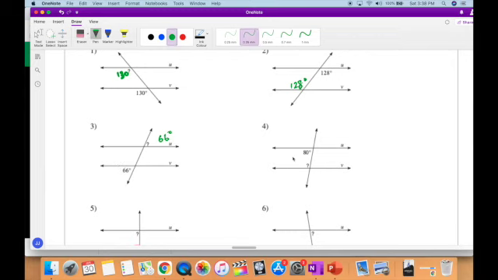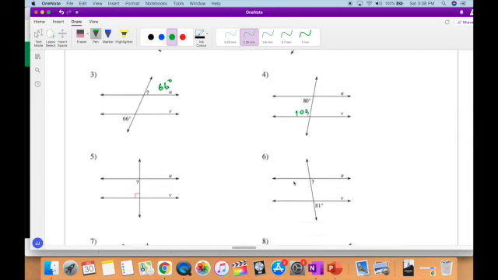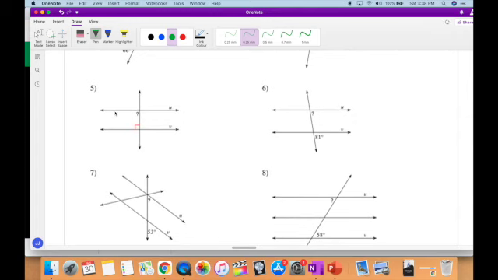These here are interior, and interior angles add up to 180, so this will be 100 degrees here. These are also interior, which add up to 180, so that's 90. These are corresponding, they are on the same side of the x, so therefore this will be 81 degrees.